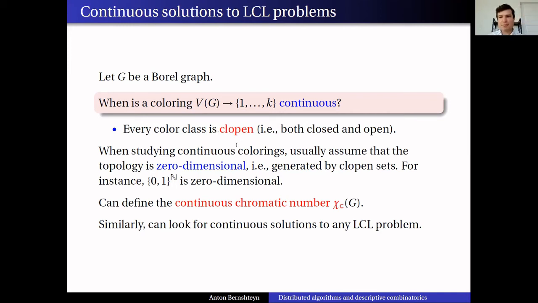This puts some kind of restrictions on what sort of Polish space the vertex set of the graph can be, because, say, if the vertex set of G is the real numbers, there are only two clopen subsets, the empty set and the whole space. And there's nothing interesting that can be done. There is no interesting continuous combinatorics in that setting. However, when studying continuous solutions to LCL problems, we need to assume that there actually are enough clopen sets to go around, so that something nontrivial can be done with them. The assumption that we usually make is that the topology on the space is zero-dimensional, which just means that the topology is generated by clopen sets.